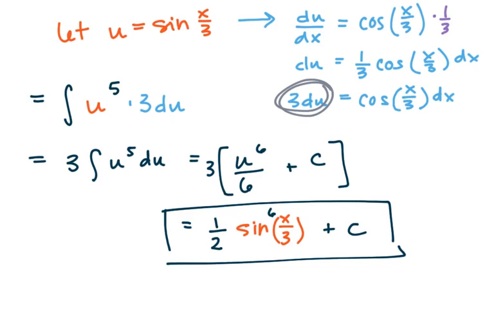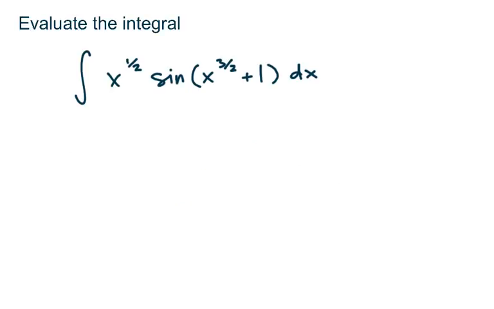Let's do one more with sine. So here we're going to evaluate another integral, an indefinite integral. It has trig and an algebraic expression in there. We're going to use u-substitution. We have to determine how to choose u. So let's look at our integral.